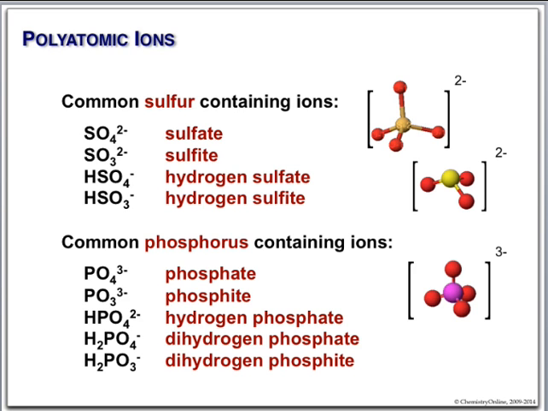Phosphorus, parent is PO4 3-. Take one oxygen away, we get phosphite. Add hydrogens. One hydrogen, charge goes down, hydrogen phosphate. Add two hydrogens, charge goes down, dihydrogen phosphate. Here I did phosphite because you can do the same thing. Dihydrogen phosphite.